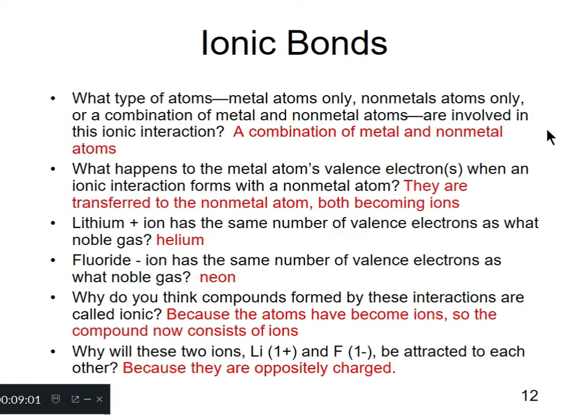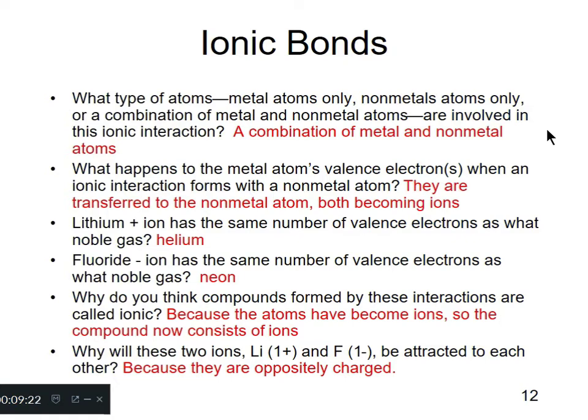The metals are going to be the ones that give up the electrons, and the non-metals are going to be the ones that gain the electrons. Again, the metal atom's valence electrons are being transferred to the non-metal atom, and they both become ions. The lithium ion is going to have the same valence electrons as its nearest noble gas, which is helium.